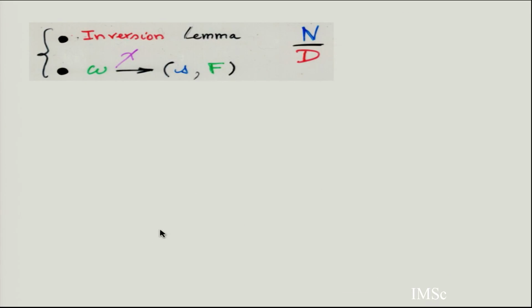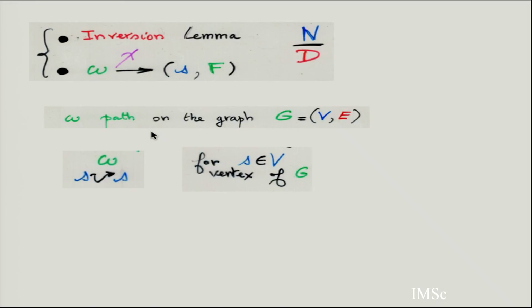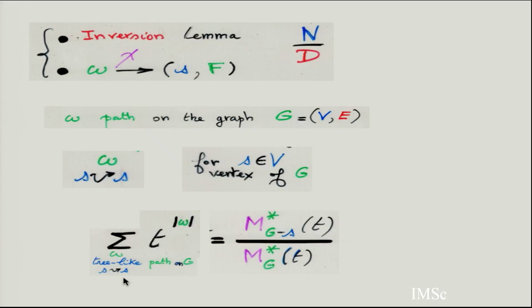So I can apply now again two of the three basic lemmas: the inversion lemma, and this bijection between paths and pairs of eta and f. So let's take a path on a graph. The path starts with S and goes back to S. S is a vertex of V, and I take the summation of tree-like paths starting from S, going back to S. So I apply these two basic lemmas.